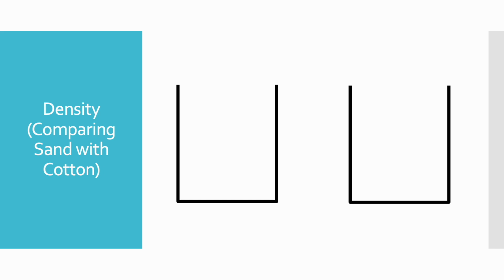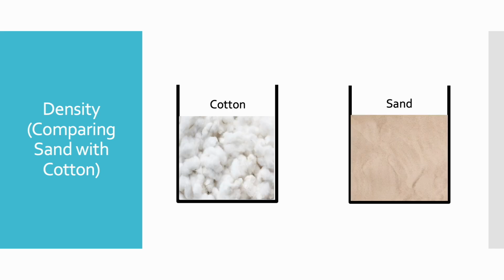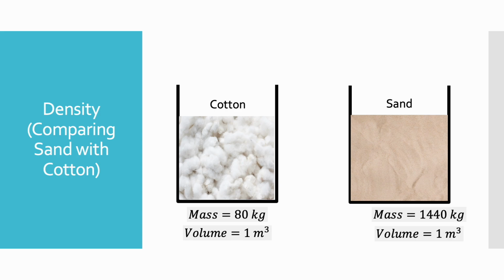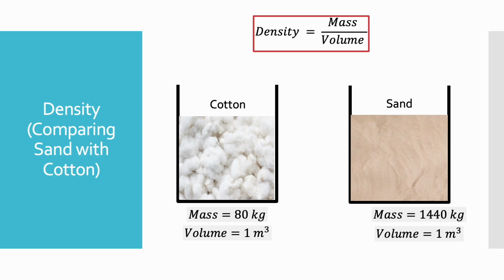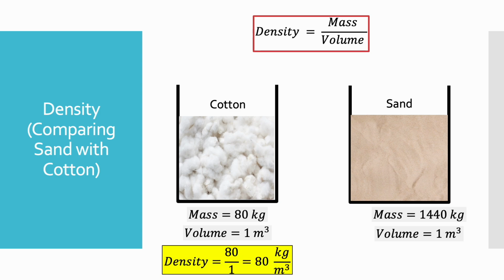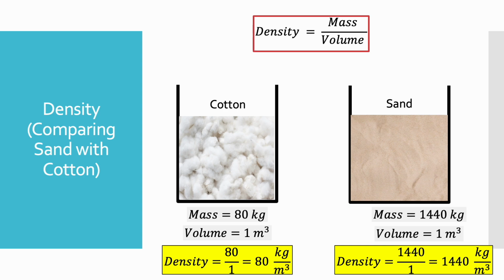Let's try another example, this time with cotton and sand. Again, we are looking at equal volumes. Each material takes up 1 cubic meter. But when we check their masses, cotton has a mass of 80 kilograms, sand has a mass of 1440 kilograms. Let's plug the numbers into our density formula. Density is mass divided by volume. So density of cotton is equal to 80 divided by 1, which is 80 kilogram per meter cube, and density of sand is 1440 kilogram per meter cube.